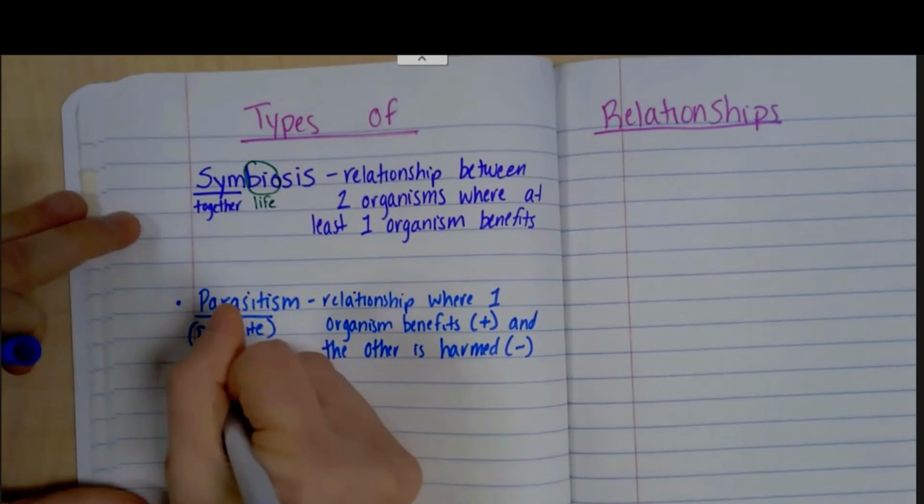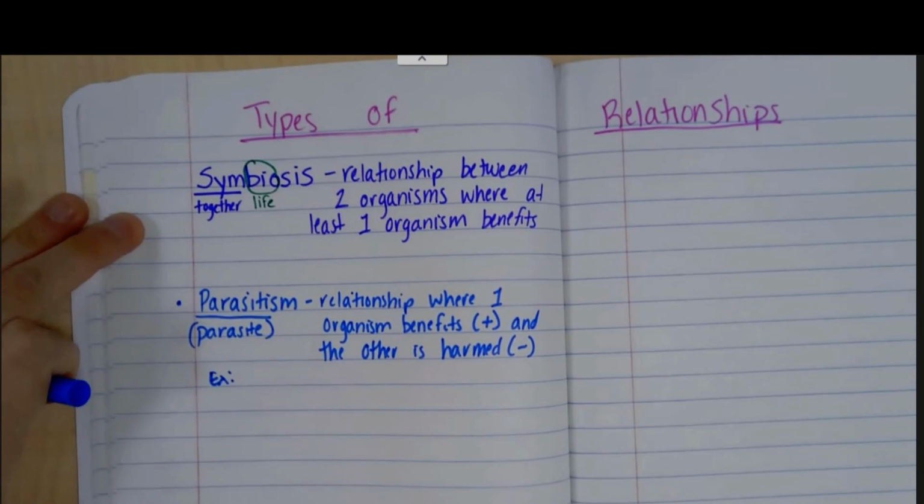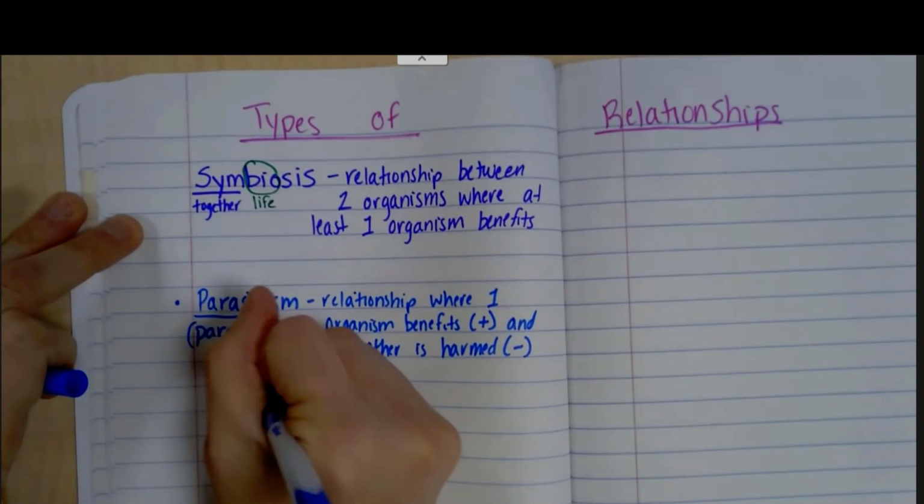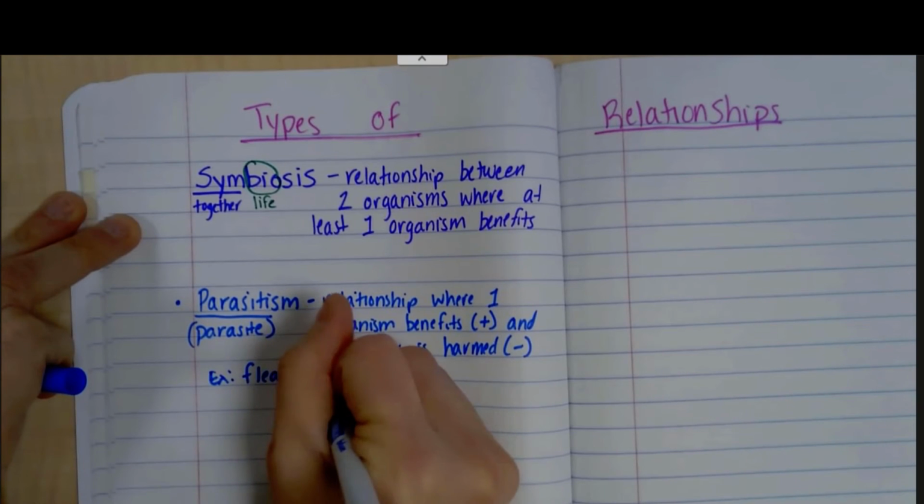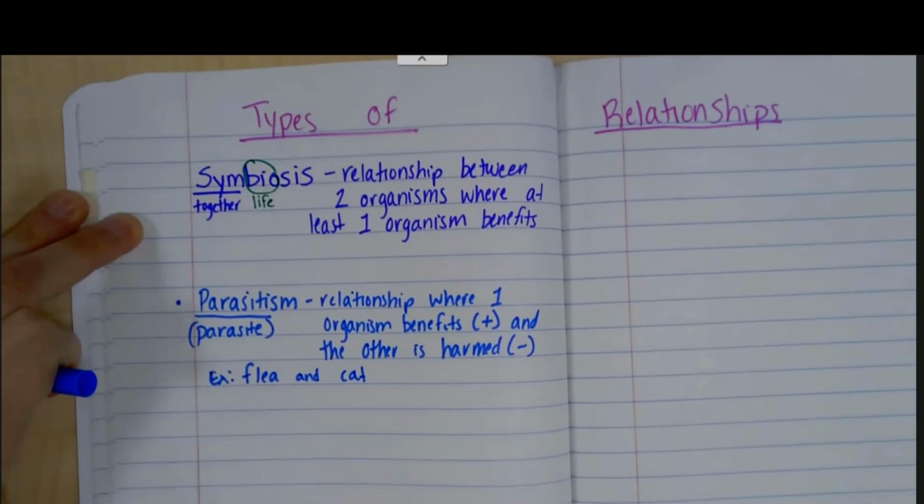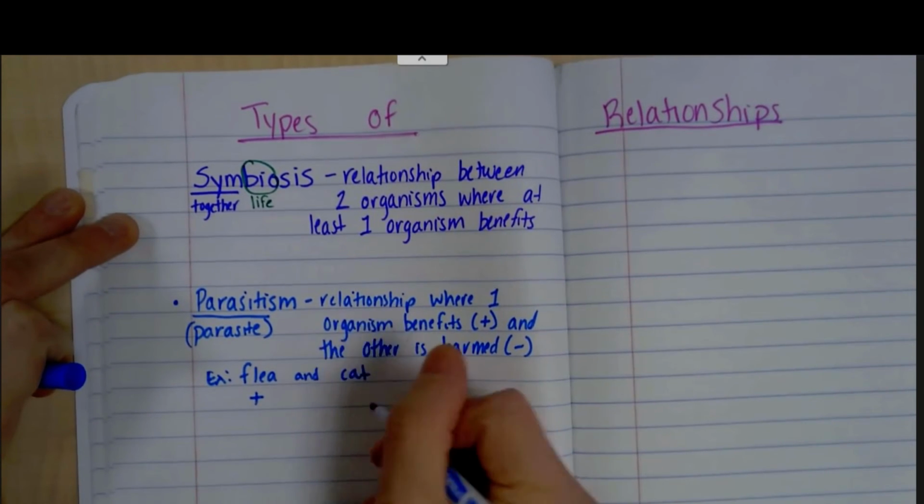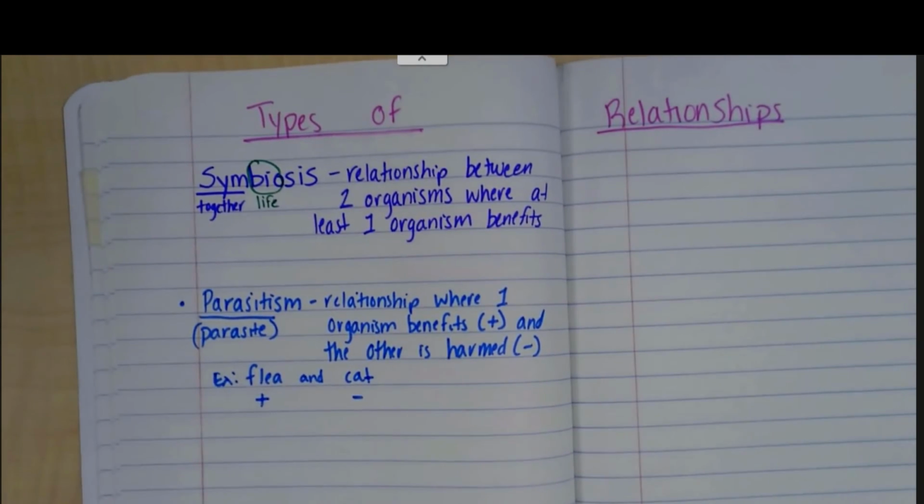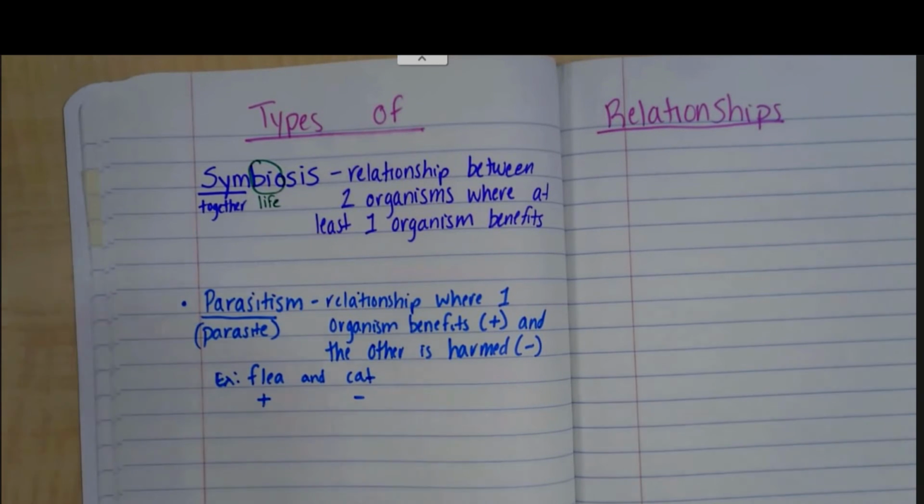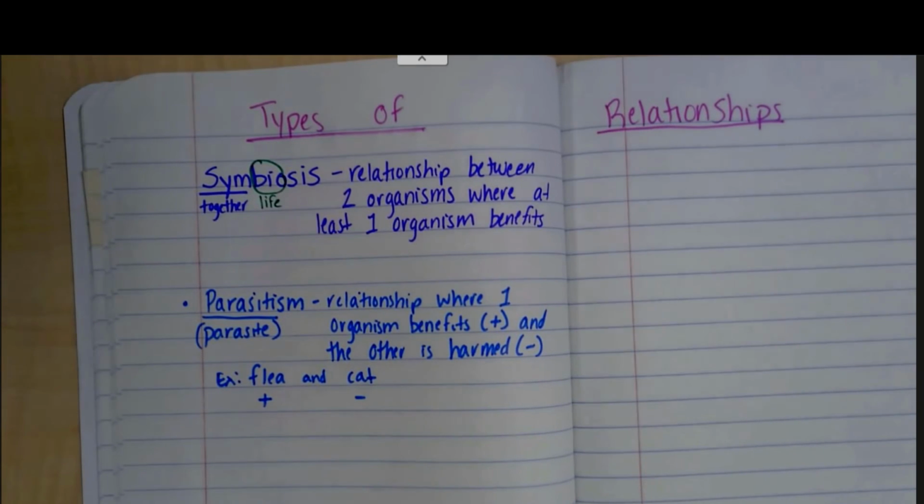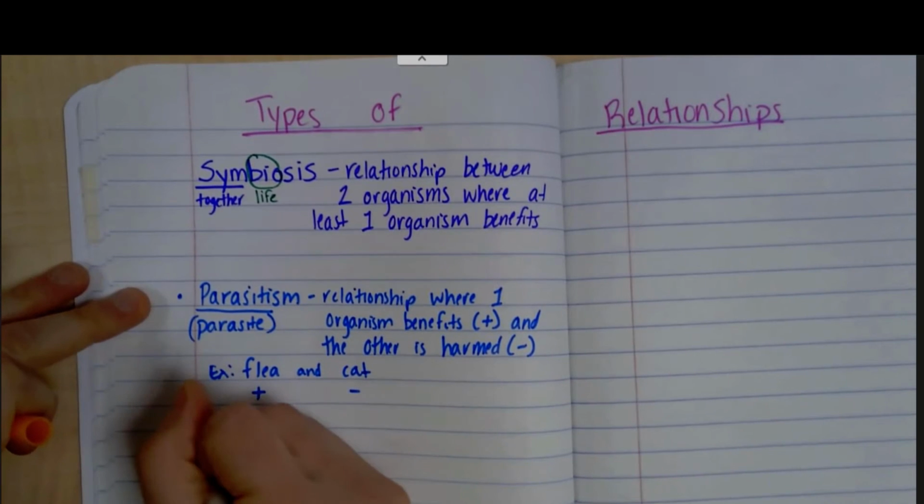So an example might be a flea and a cat. So we know the flea would end up getting blood, food, so that would be a plus, and the cat would end up losing blood, so that would be a minus. So there's parasitism. And then our next one is commensalism.